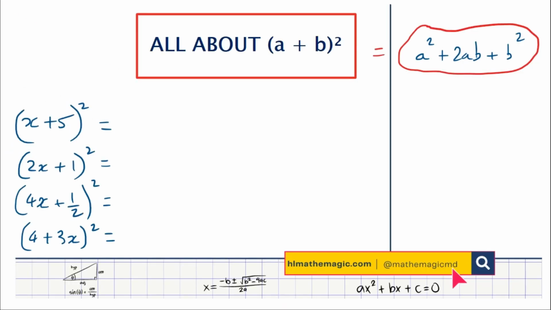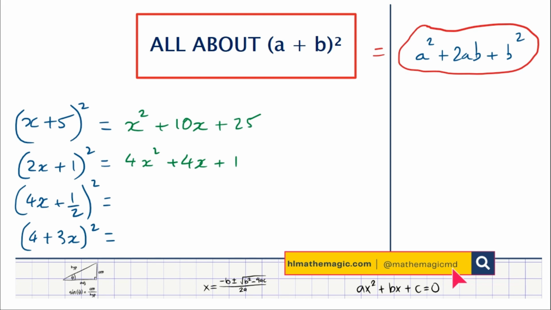So using the formula and without writing the middle step out, we can say the first one is going to be x squared plus 2 times 5 times x, so 2 times 5 is 10, so I can say plus 10x here, and then 5 squared is going to be 25. For the second question, 2x in bracket squared, just like we did before, is 4x squared. For the middle term, you'll have 2 times 2x times 1, 2 times 2x is 4x times 1, and then 1 squared, which is just 1 at the end.